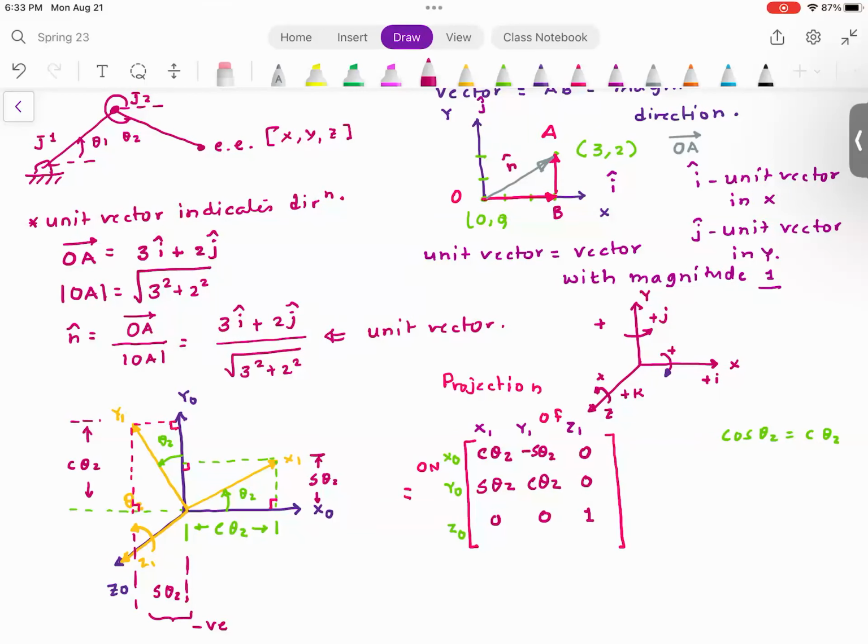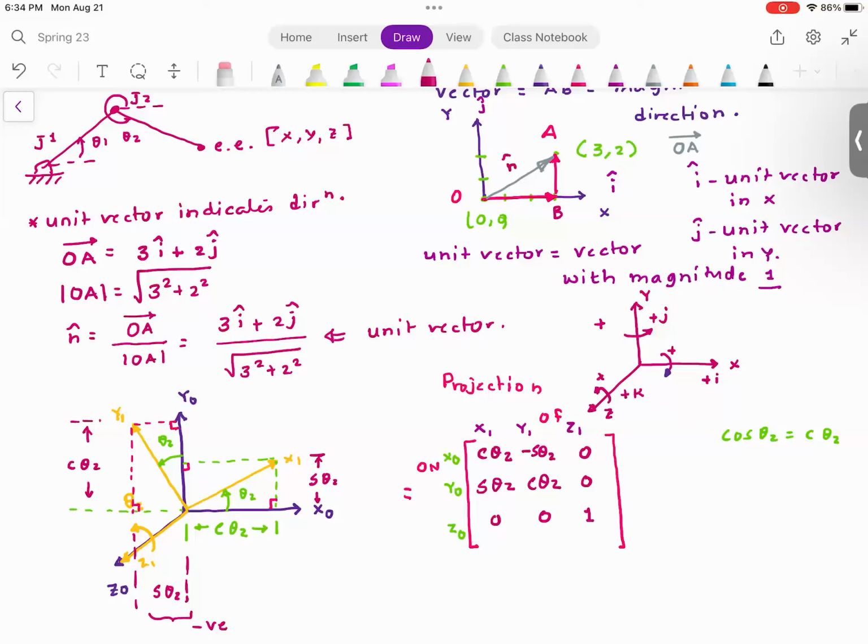I have two coordinate frames. The first coordinate frame is x0, y0, z0. I'm going to rotate this coordinate frame, which means x0 will go to x1, y0 will go to y1, but z0 and z1 will be aligned because the rotation is about z. Now I want to draw the projections. So to find projections, draw horizontal and vertical lines.